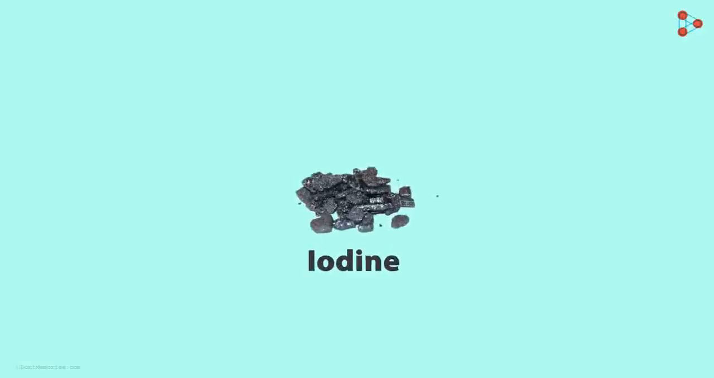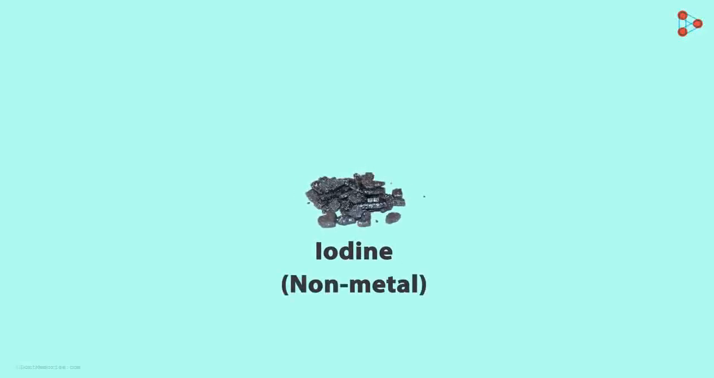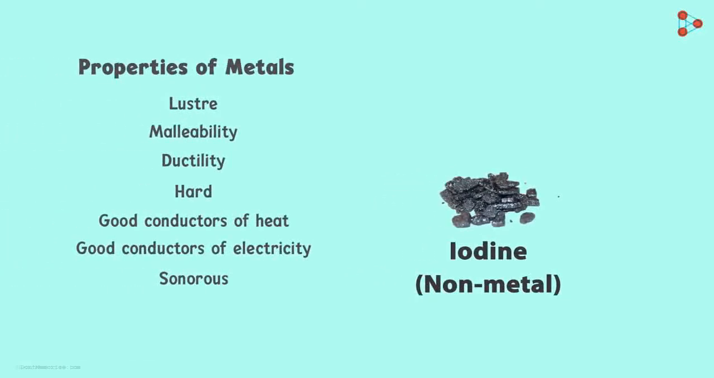Look at another exception in non-metals. Iodine, for example, is a non-metal, but it has a property of the metals. Can you point out which property I'm talking about? Correct, the luster. Iodine has shine or luster, which is technically the property of metals.